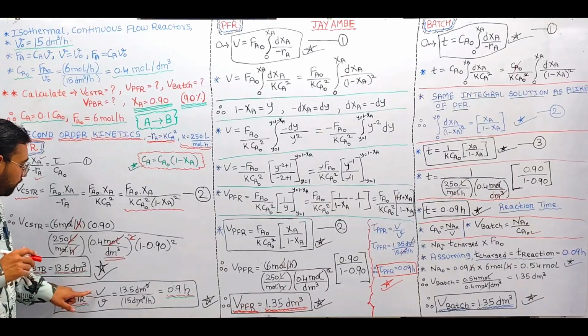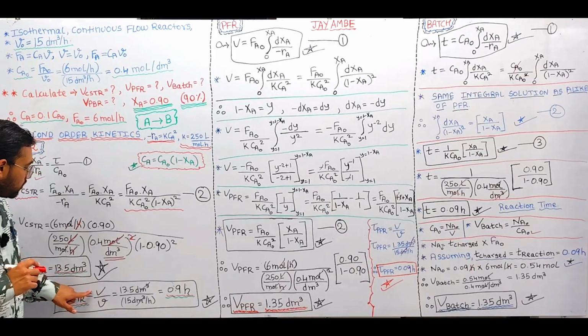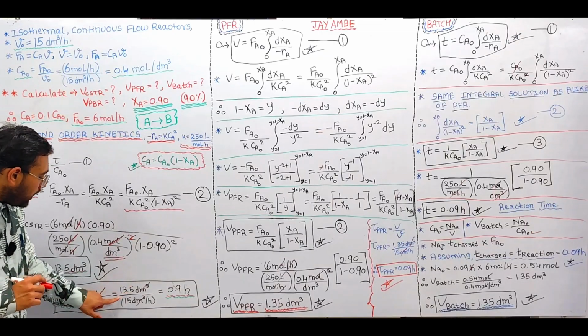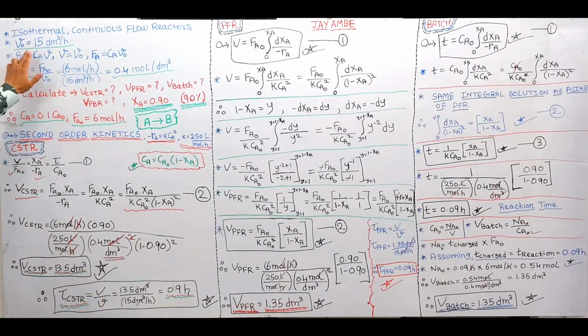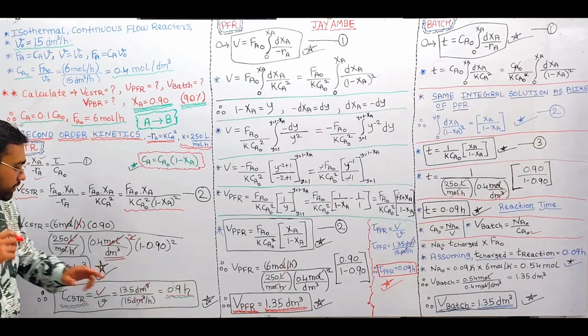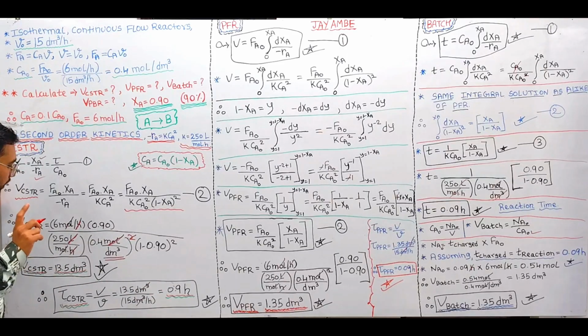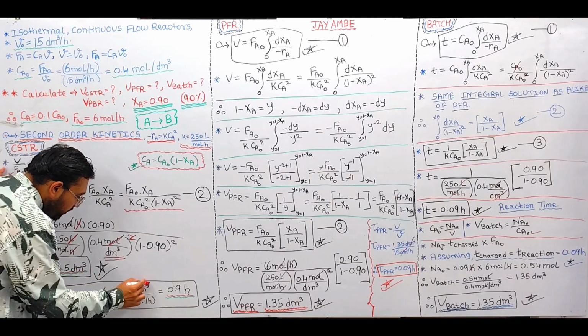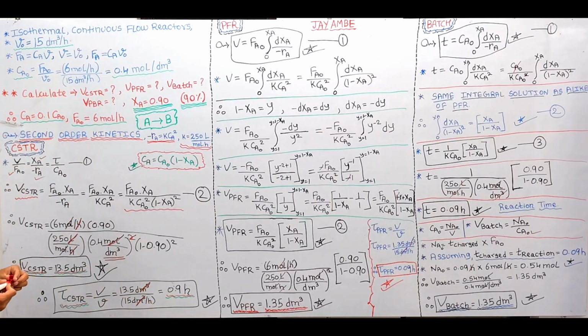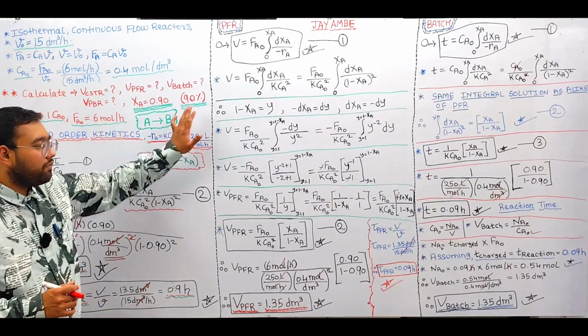The space-time is the ratio of volume to volumetric flow rate. The volume of the reactor we have calculated comes out to be 13.5 cubic decimeter, divided by the volumetric flow rate, which is 15 cubic decimeter per hour, right? So by solving this we get the answer as 0.9 hours. Remember, we also need to check the unit balance between the numerator and denominator. The cubic decimeter will get cancelled off, and finally we are left with hours, right? So we require 0.9 hours of reaction time in order to achieve the desired conversion of 90%.